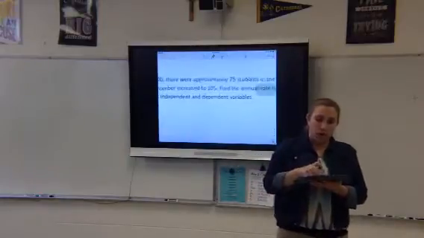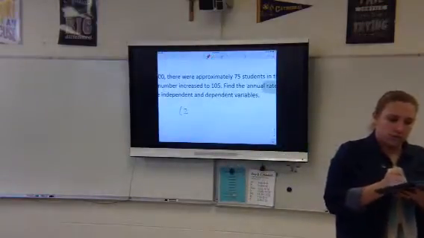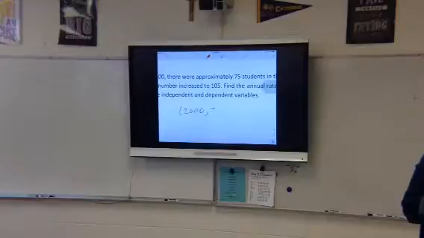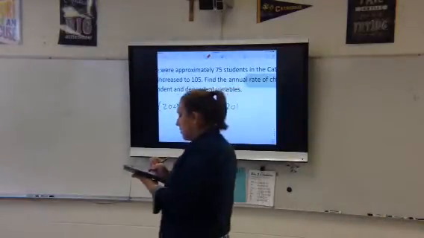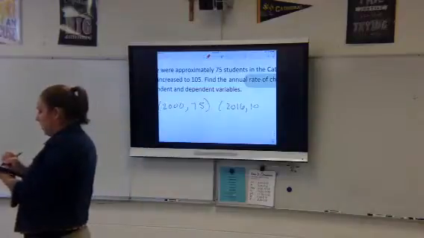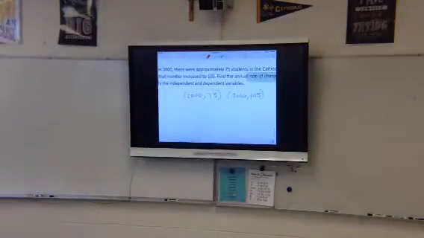So I'm going to write my 2 coordinate points. In 2000, I knew that there were 75 students. What do we know about 2016? 105 students. Very good. So what will my slope look like here when I set up for slope? What will that look like? Link, what do you think?